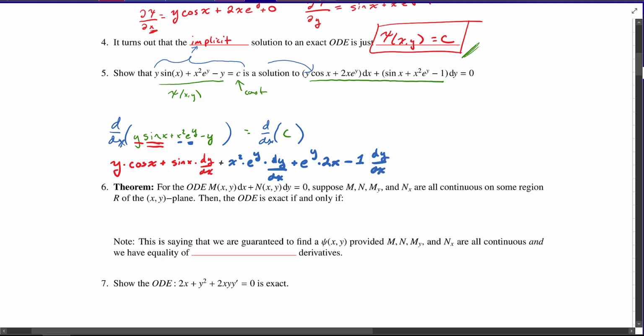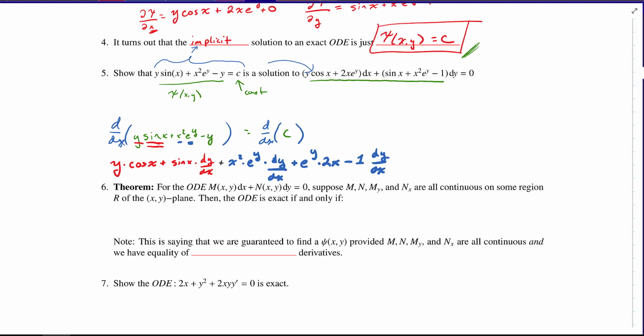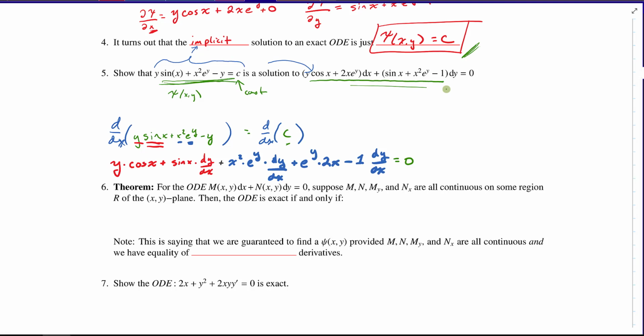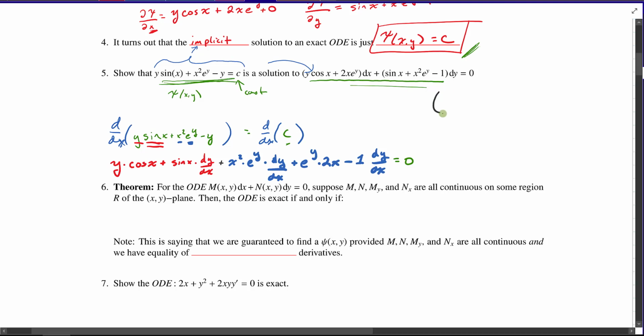When we take the derivative on the right-hand side, the derivative of the right-hand side there is 0. So what have we got? Well, we've got a mess. Our claim was that this whole expression solves this exact ODE, so to check it, we implicitly differentiated both sides. What I'm now going to do is group the terms by either y prime terms or non-y prime terms.